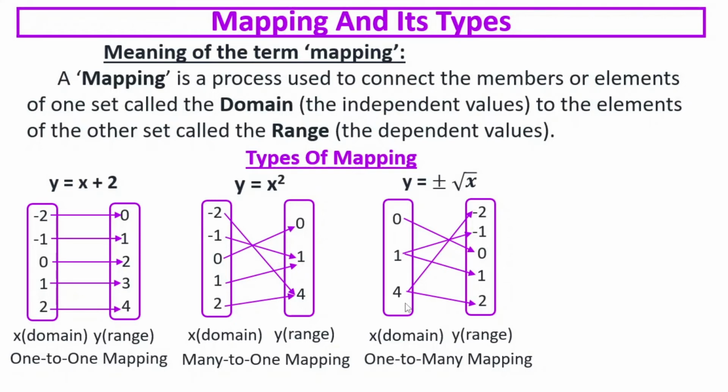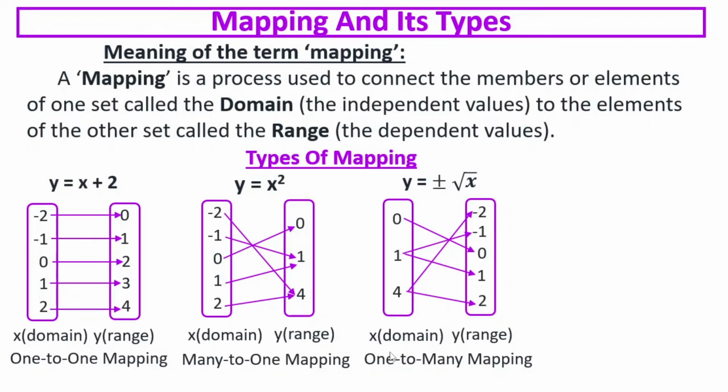Similarly, when x equals plus 4, the square root of plus 4 is 2. So y will be either plus 2 or minus 2. One member of the domain set is getting connected to many members of the range set. One value of x, many values of y. Therefore, the name one-to-many mapping.